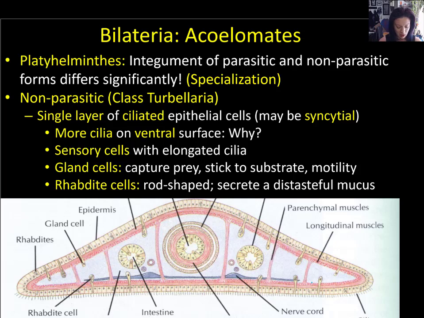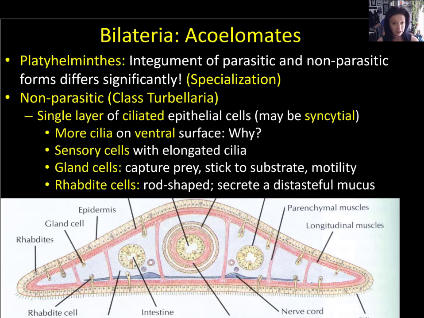Remember that all of these adaptations to parasitism are forms of specialization. Some platyhelminthes have specialized on this new lifestyle, and it has forced their integument to become more specialized as well. So let's start with a non-parasitic platyhelminthes so you can see what the average integument looks like in this group. Then we'll move on and look at the parasitic platyhelminthes so you can see just how specialized they are.